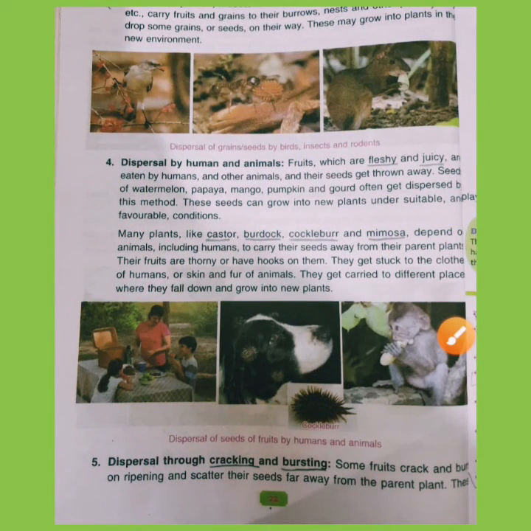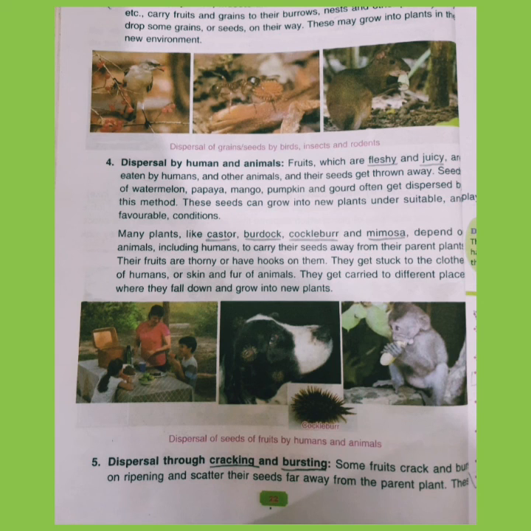Next you can see dispersal by birds, insects and rodents. Birds, insects and rodents carry the seeds from one place to another, and in this way they help in seed dispersal. Dispersal by humans and animals. We human beings are also a very good source of seed dispersal. We eat fruits and throw the seeds in the dustbin, then they go to the soil.